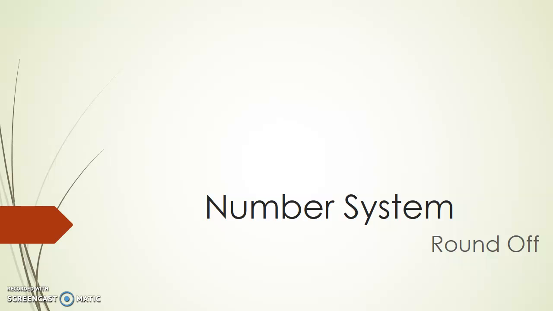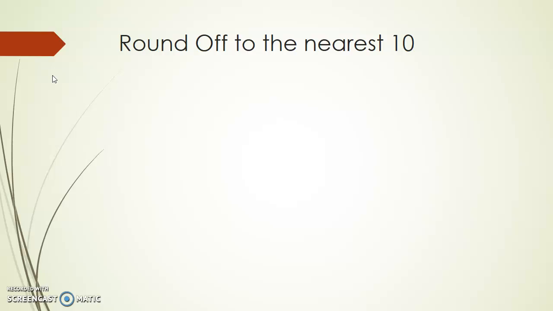Hello children, in today's session we are going to look at rounding off. We are going to look at rounding off to the nearest 10. So when we say rounding off to the nearest 10, we count all the values as multiples of 10. So the number should be a multiple of 10. That means the units place should be 0 after rounding off the number.